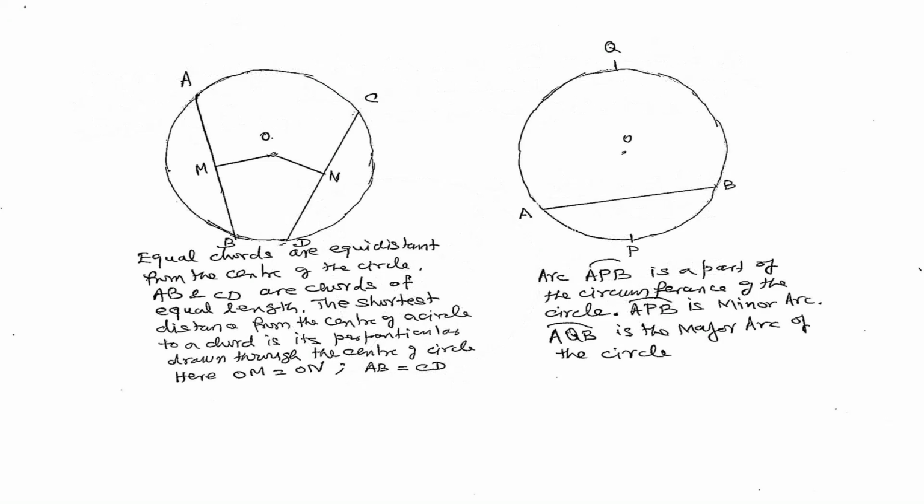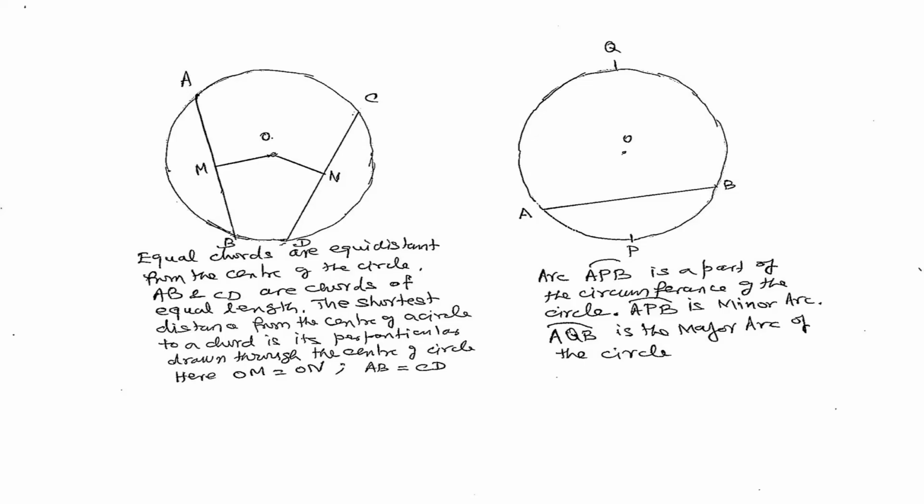In the next slide, we see a theorem from the picture on the left hand side. Equal chords are equidistant from the center of the circle. AB and CD are chords of equal length. The shortest distance from the center of a circle to a chord is its perpendicular, drawn through the center of the circle. Here OM is equal to ON and AB is equal to CD, which means that equal chords are equidistant from the center of the circle.